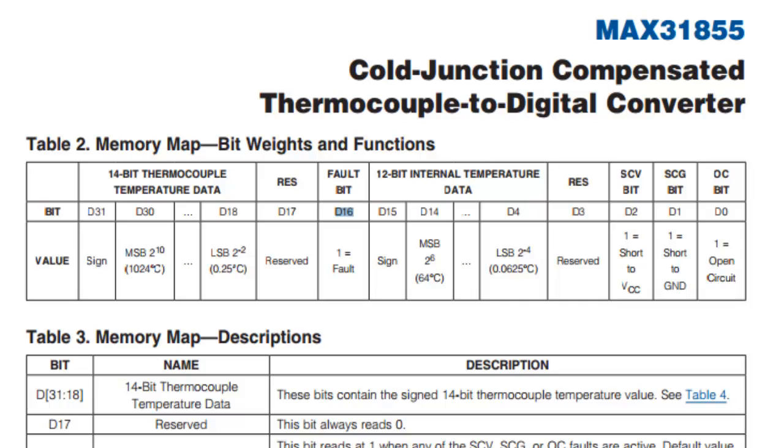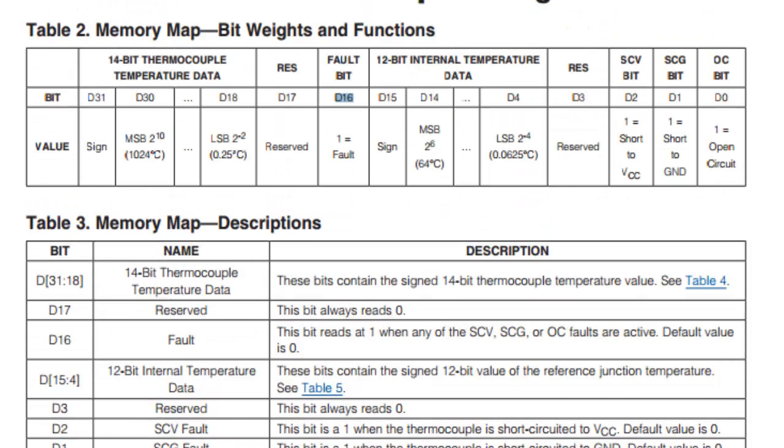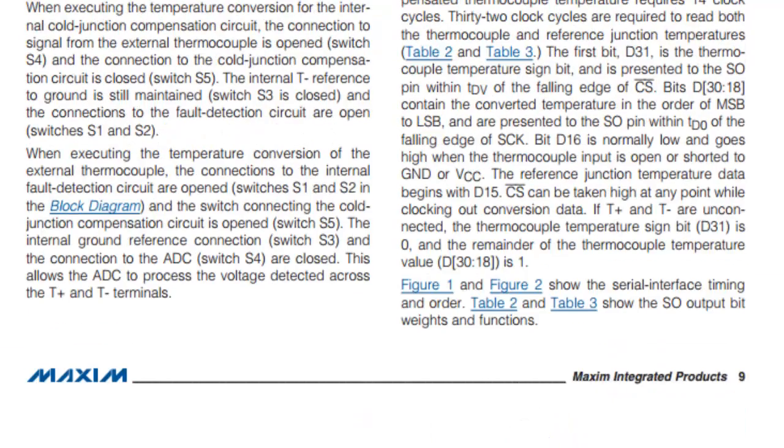Then again, D15 to D4 contain the 12-bit internal temperature data of the IC. So after receiving this particular frame, the 32-bit data, we need to divide it into different parts so you can get the different values out of it. Again, if no thermocouple is connected, this sign bit over here goes to 0 and all other bits in the data, like the thermocouple temperature data, go to 1. Okay, so you can go through the MAX31855 datasheet for other details.